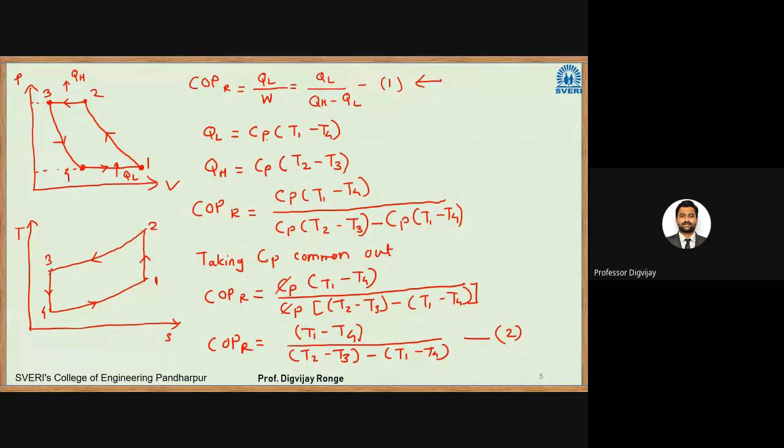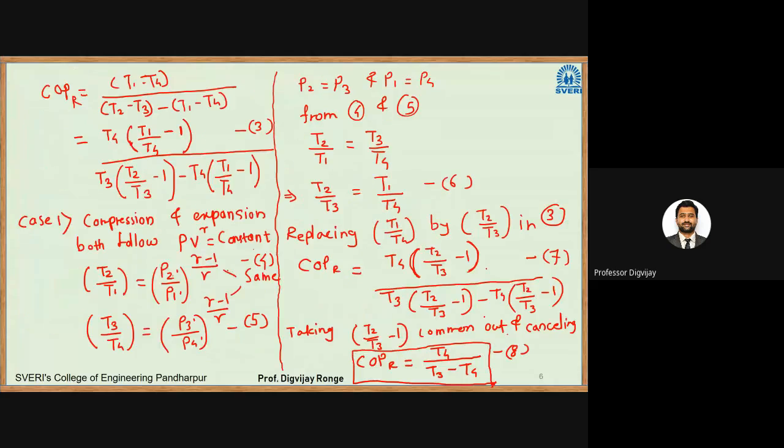QL is equal to Cp into T1 minus T4. QH is Cp into T2 minus T3. We have put these values in this expression and we have further solved it. So we have taken the Cp as common, then we have got the expression number 2.